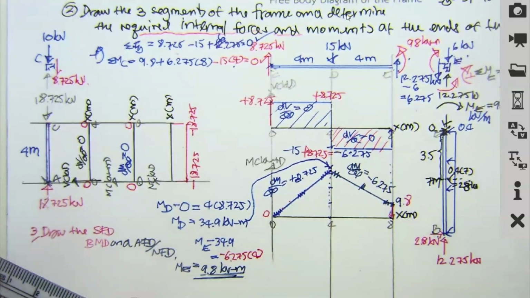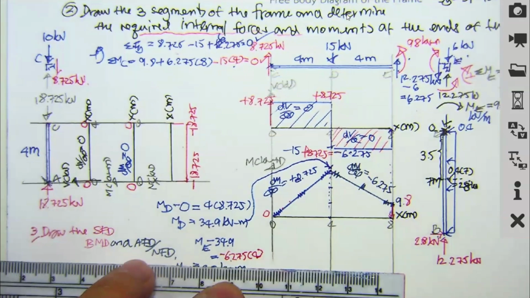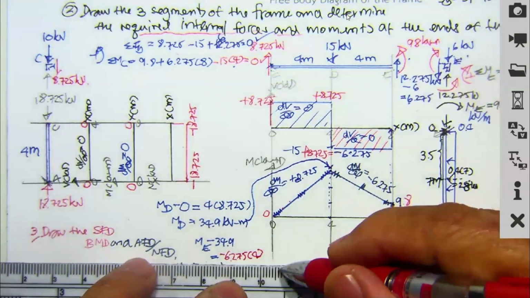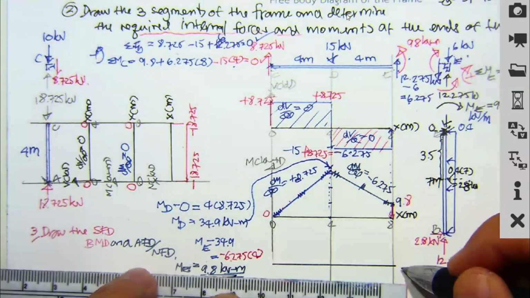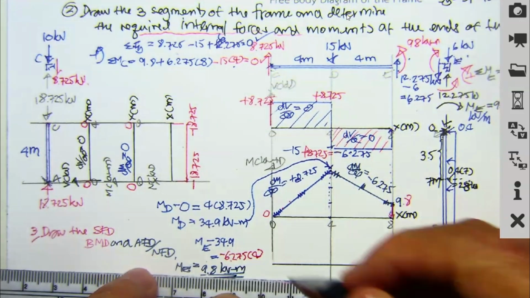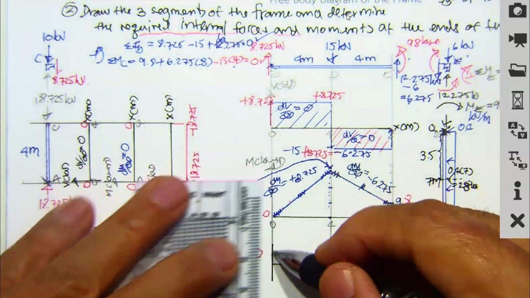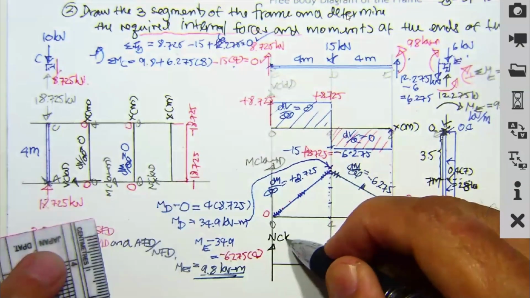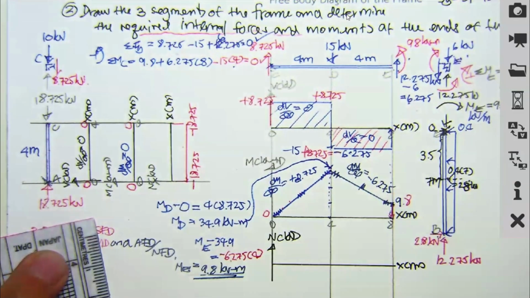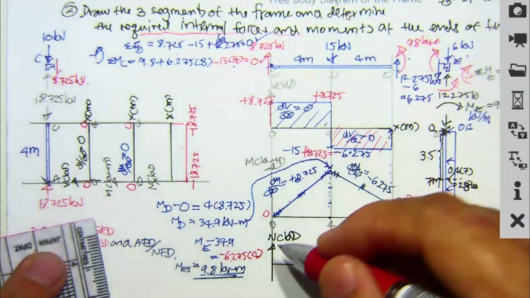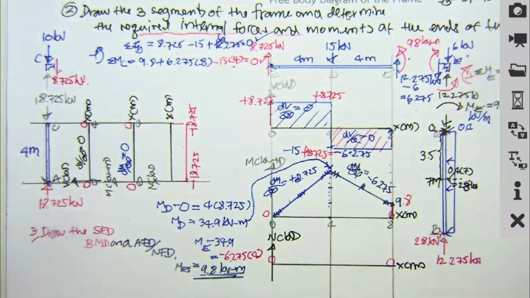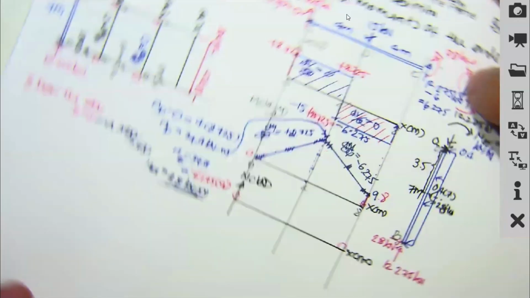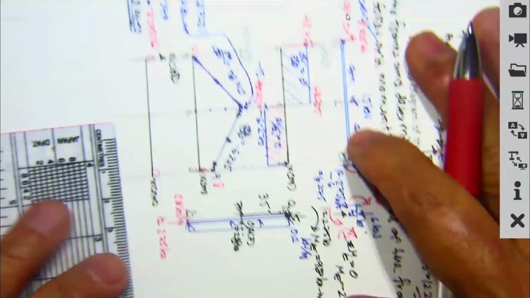Okay, and then for the last one, do we have axial force? We don't have axial force on this one. X in meters, and this is going to be N in kilonewtons. No axial force, 0 and 0. No axial force.